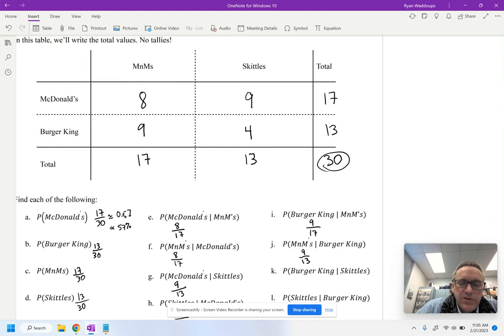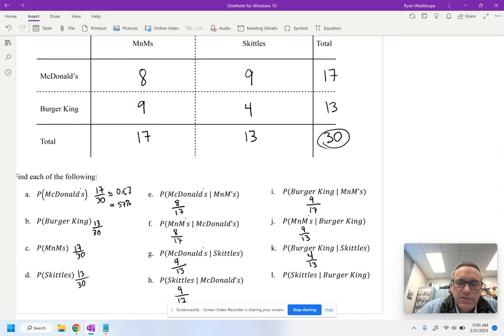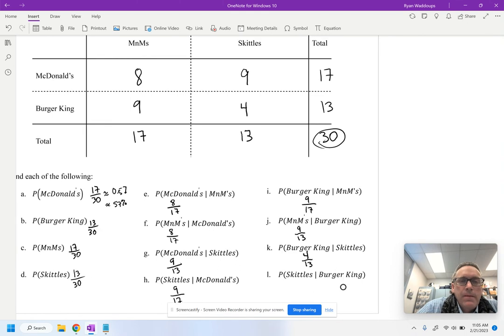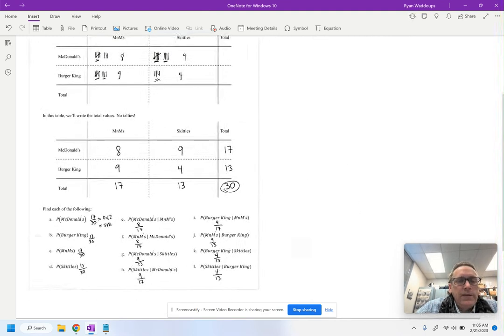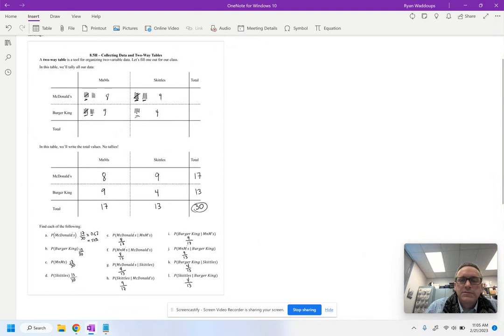And then the probability of Burger King, given that they chose Skittles, would be 4, out of those that chose Skittles, would be 13. And the probability that they chose Skittles, given that they chose Burger King, again, that's 4, but out of those that chose Burger King would be 13. And it's the same, the number that chose Skittles and those that chose Burger King. And anyways, that's what this looks like, data collection and two-way tables.